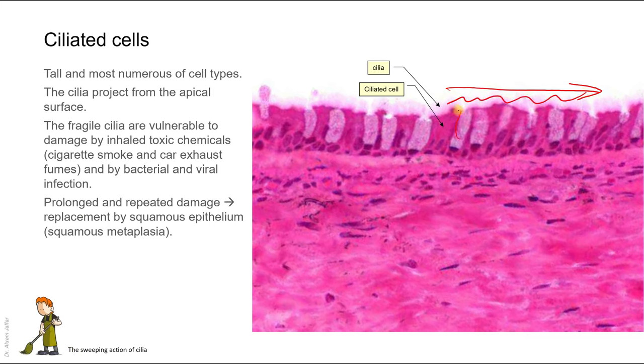Some of this mucus is derived from goblet cells, and the other part of the mucus is derived from the ducts of the acini of glands that are present in the submucosa. And this mucus will trap the particulate matter, and then the mucus will be washed away by the sweeping action of the cilia. So damage of the cilia will result in reduced efficiency of getting rid of the mucus, resulting in congestion, and prolonged and repeated damage of these ciliated cells will result in their replacement with a protective epithelium, squamous epithelium, and this is what we call squamous metaplasia.